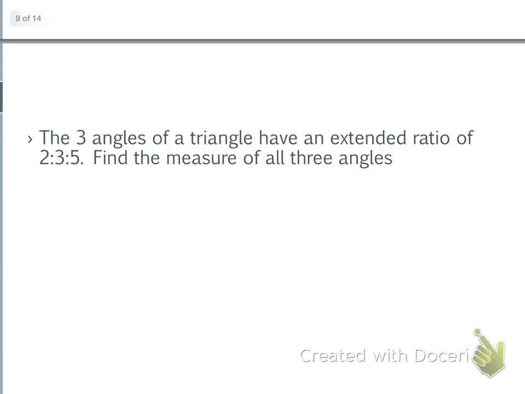Okay, the three angles of a triangle have an extended ratio of 2, 3, 5. Find the measures of all three angles. Well, I'm talking about angles in a triangle. All angles should add to be 180 degrees. So we're either setting these up as a proportion, or we're adding all of them using the same variable and setting it equal to a total number. I have not taught setting up fractions when I have three different numbers, so we're most likely going to be adding them and setting it equal to our total number.